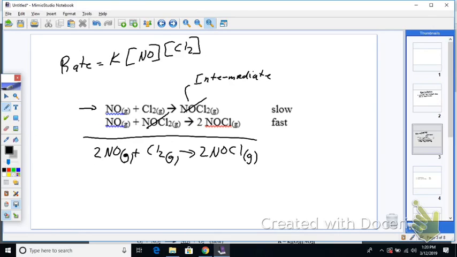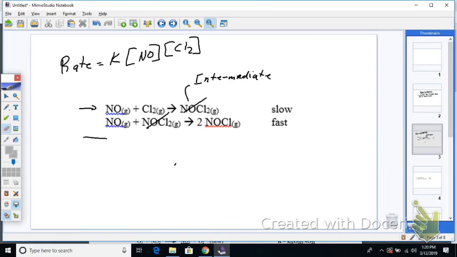Now, if I change this up, and let's say the second one was the slow one, and the first one's the fast one. If that's the case, your intermediate still will not be part of the overall reaction. I should have left the overall reaction, but I'm just trying to see. Now this rate law would not be right.